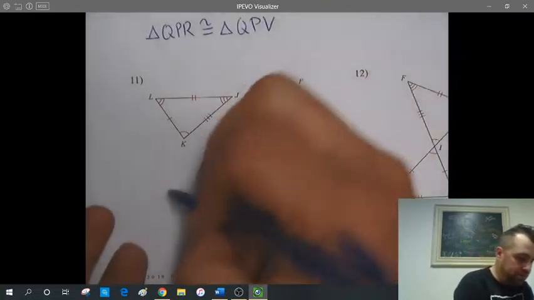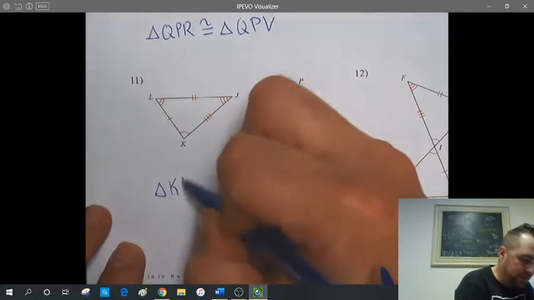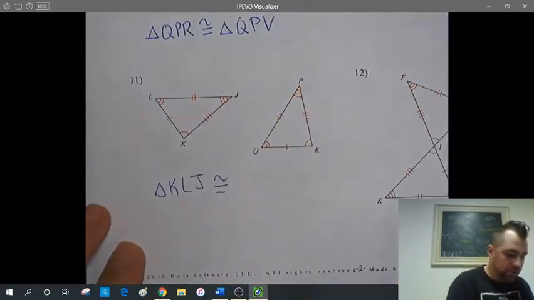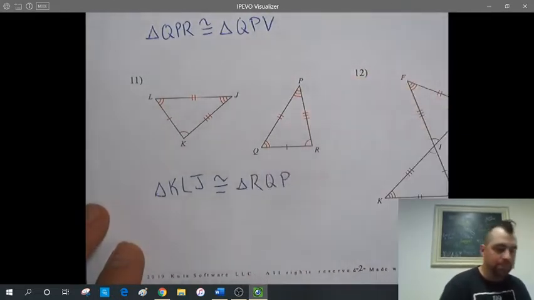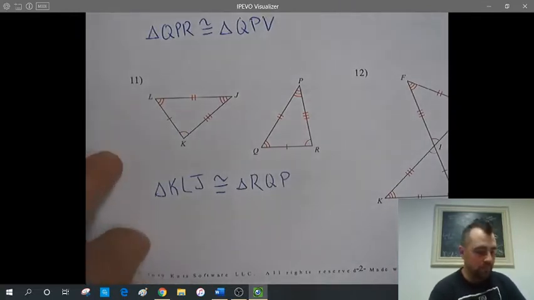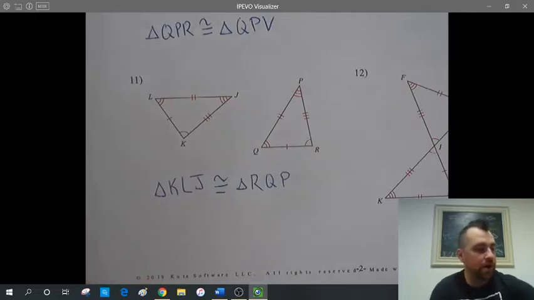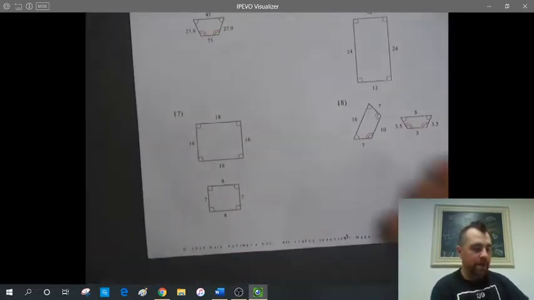Okay, for the other two, so this would be triangle K would come first, then L, then J is congruent to triangle R, Q, P. Okay? And so that's writing the congruent statements for those triangles. Okay, going to the next page.